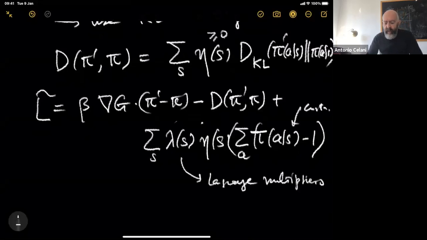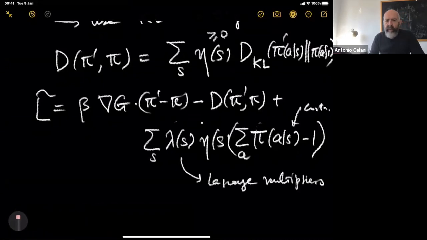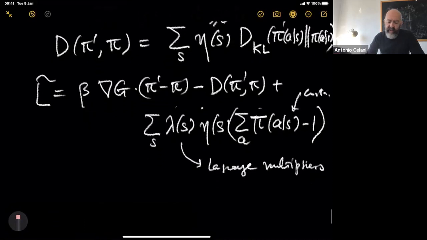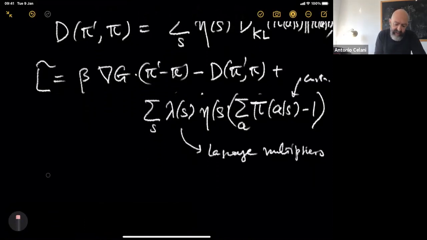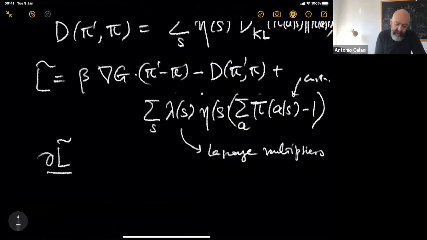Again, here I should also take care of the condition of positivity. But as we will see in a second, in this case, it will turn out that we can enforce them automatically. It's a good property of the Kullback-Leibler divergences. So let's take the derivatives. We're going to take the derivative of my Lagrangian with respect to policy pi prime a s.